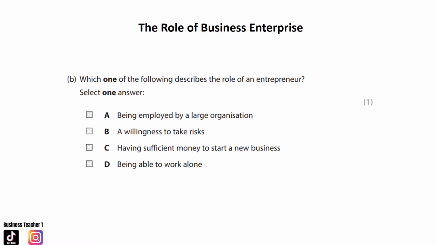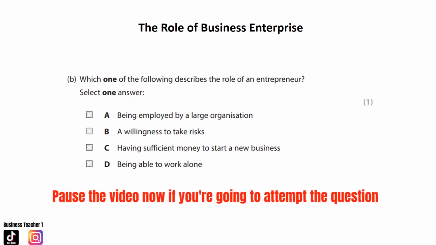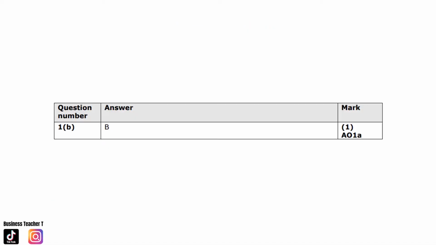Next question, which one of the following describes the role of an entrepreneur? Select one answer. A, being employed by a large organisation. B, a willingness to take risks. C, having sufficient money to start a new business. Or D, being able to work alone. And the answer is B.